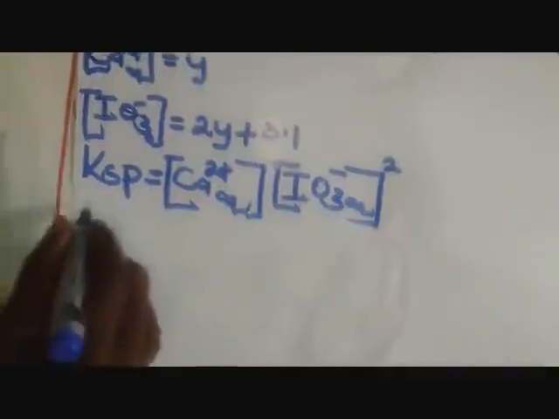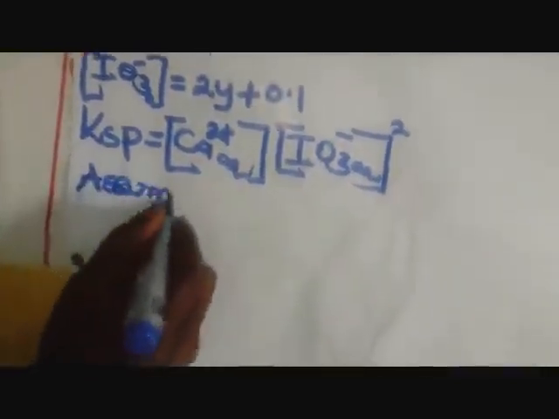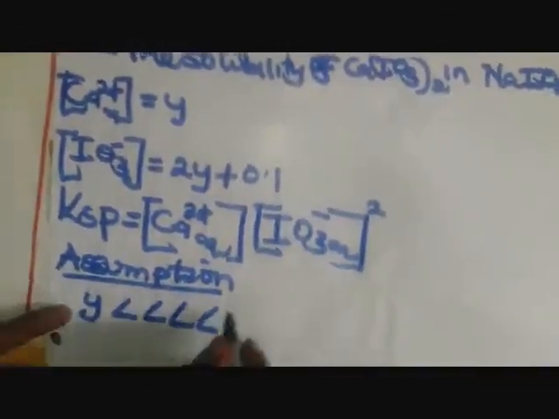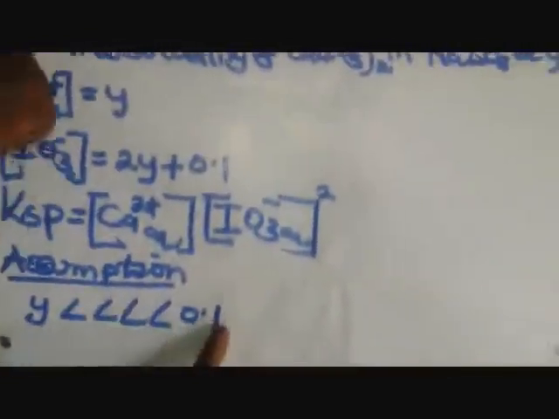However, we have an assumption here which we base on, an assumption you are always asked to try. The assumption is that the amount of iodate ions from the sparingly soluble salt, that is the 2Y here, but I am representing them with Y, is lesser than the 0.1. So if the Y, the one from the sparingly soluble salt, is lesser than the 0.1 from the soluble salt.